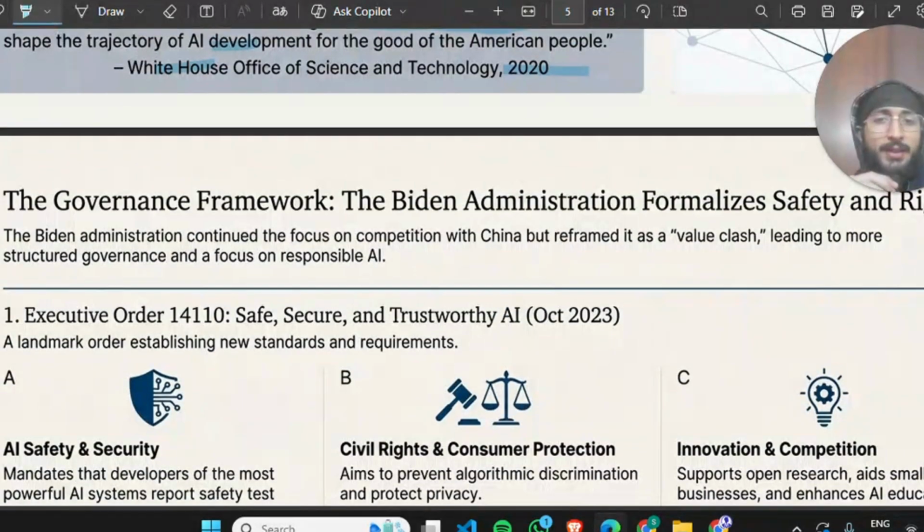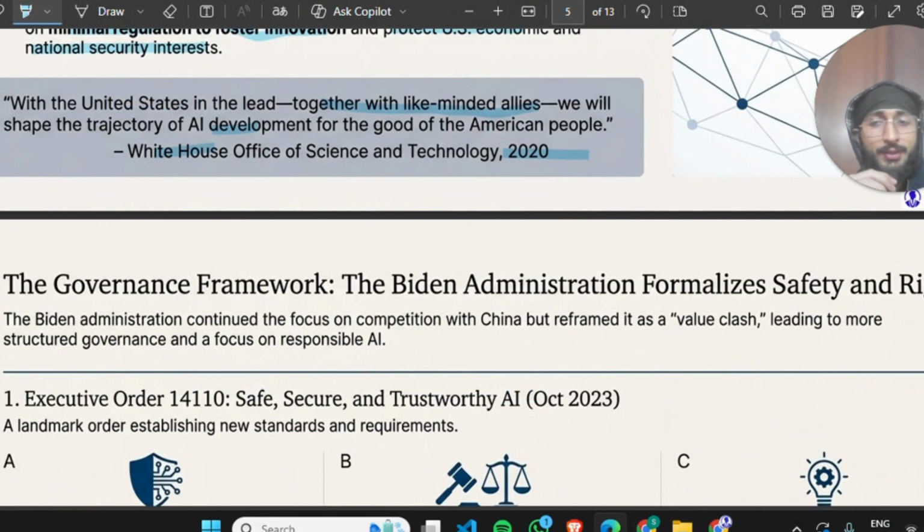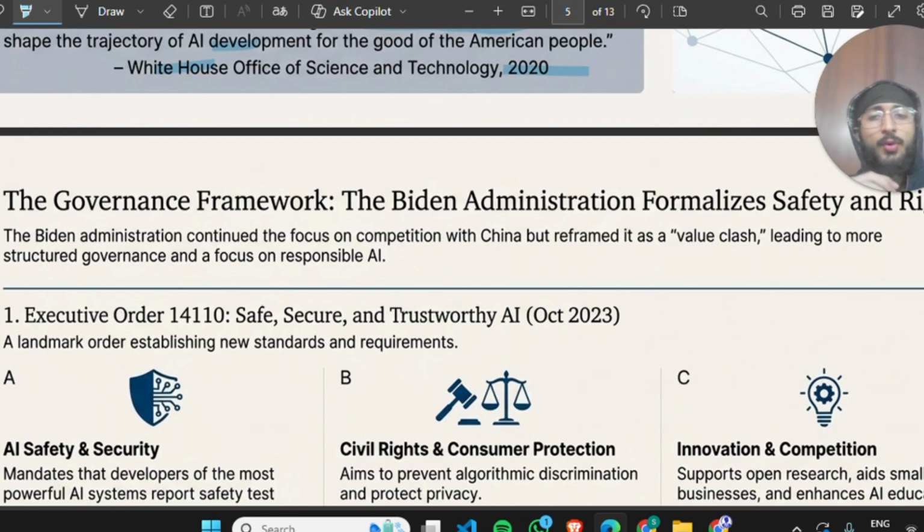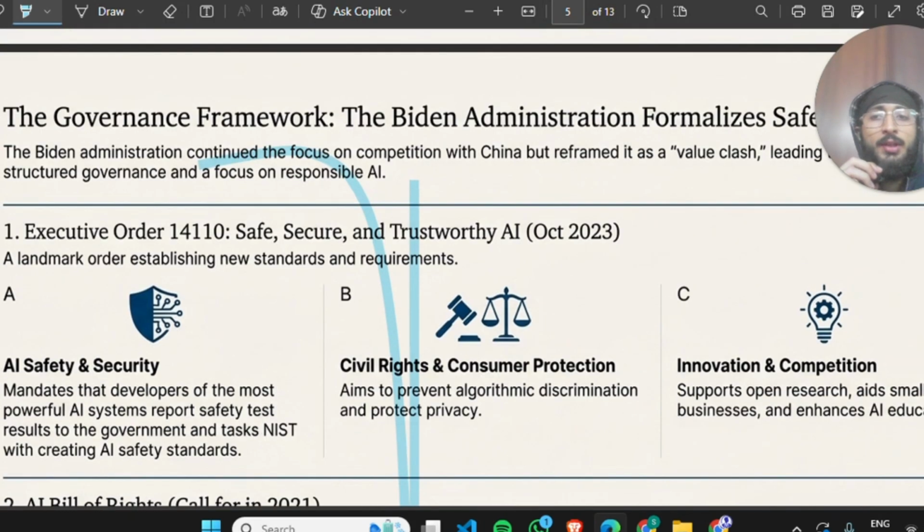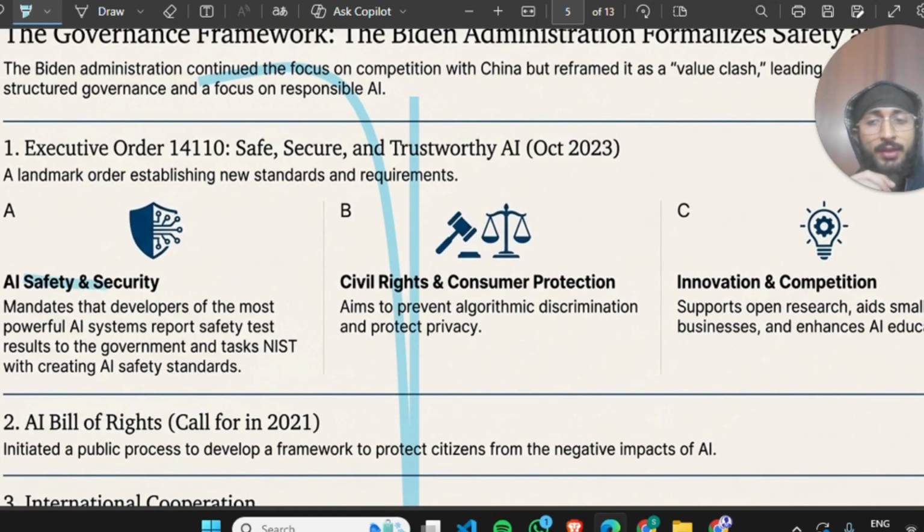Now, the governance framework: the Biden administration formalizes safety and rights. The Biden administration continued the focus on competition with China, but reframed it as a value clash, leading to more structured governance and a focus on responsible AI. Firstly, Executive Order 14110, Safe, Secure, and Trustworthy AI, released in October 2023, a landmark order establishing new standards and requirements. A. AI safety and security mandates that developers of the most powerful AI systems report safety test results to the government and tasks NIST with creating AI safety standards.